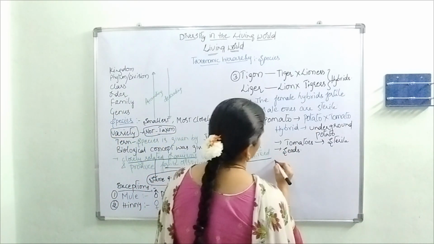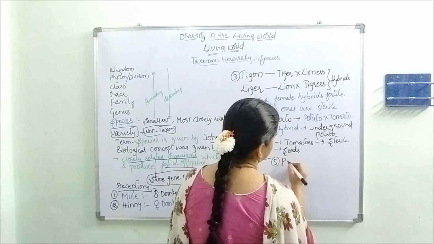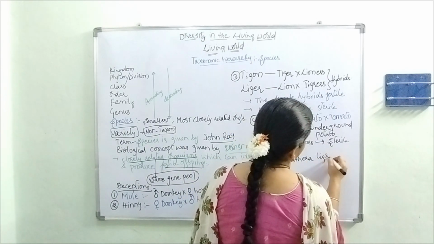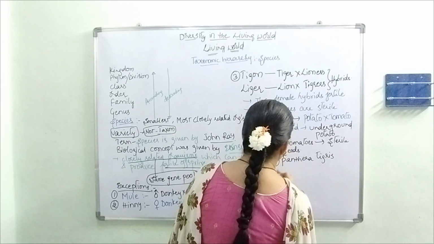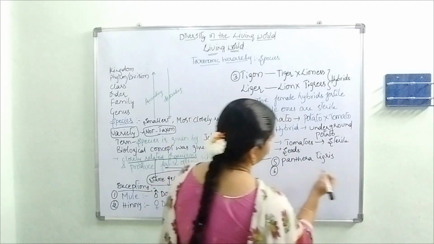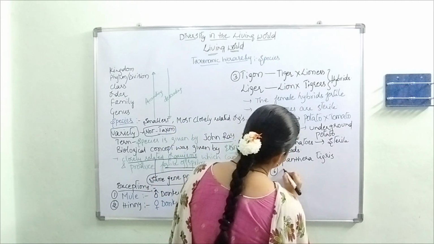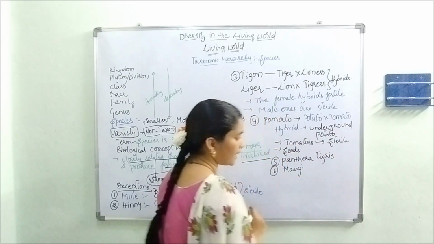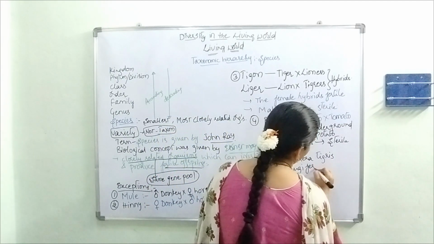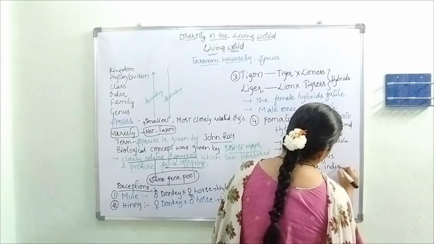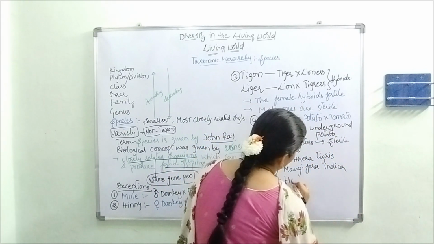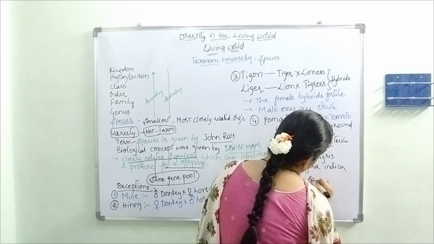Some of the examples of species names are Panthera tigris, Mangifera indica, and the next one is Homo sapiens.